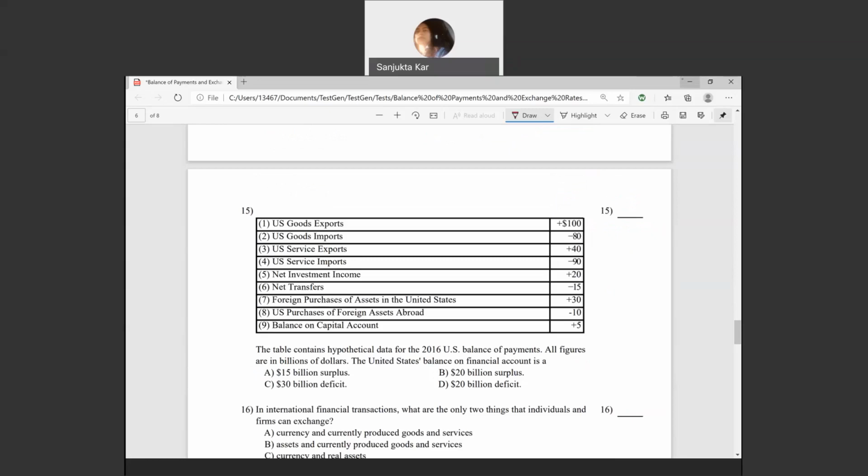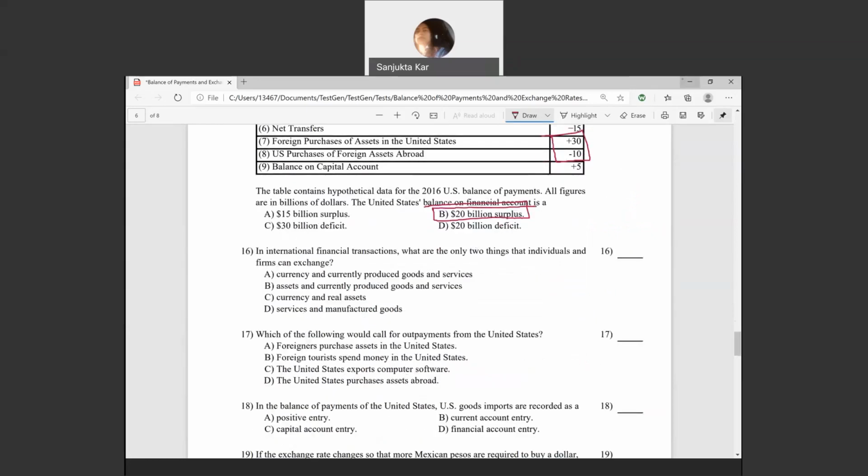Now going to question number 15. Balance on the financial account. This is going to be foreign purchases of assets in the US minus US purchases of foreign assets abroad. This one is $20 billion surplus. Question number 16. In international financial transactions, what are the only two things that individuals and firms can exchange? This is going to be assets and currently produced goods and services.